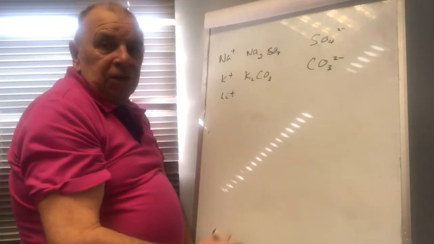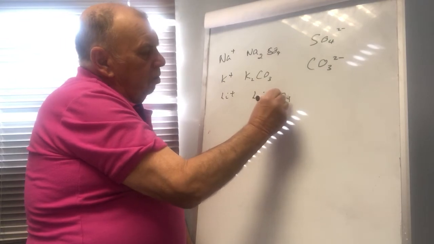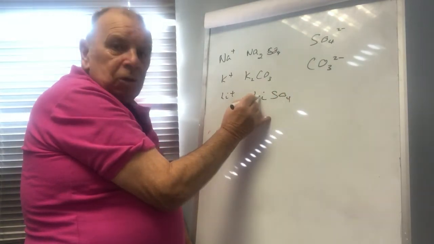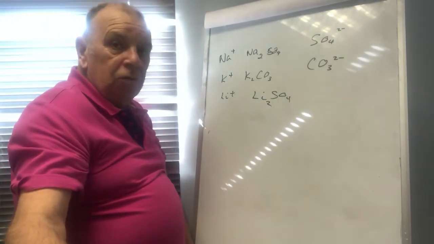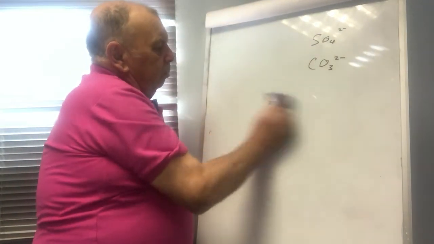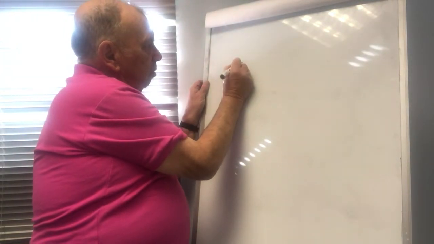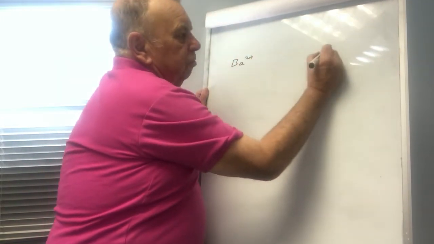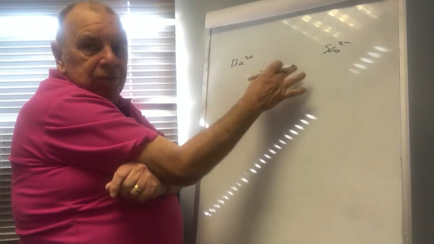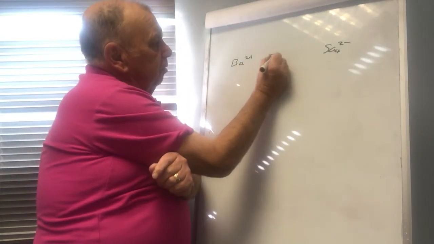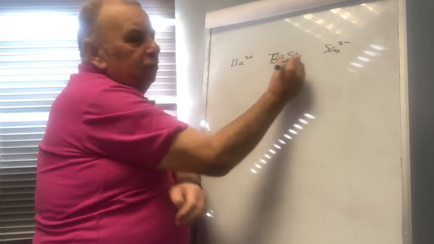What's the formula of lithium sulfate? LiSO4, sulfate is 2, what's that? That needs 2, so it's Li2SO4. Let's do a couple more of these. Barium found in group 2, Ba2+, the sulfate group is 2-. They balance each other out, therefore the formula of barium sulfate is BaSO4.